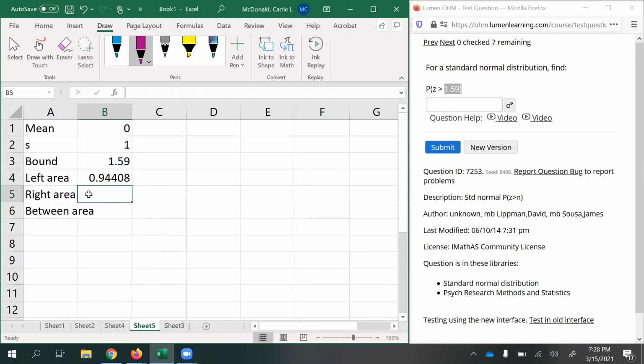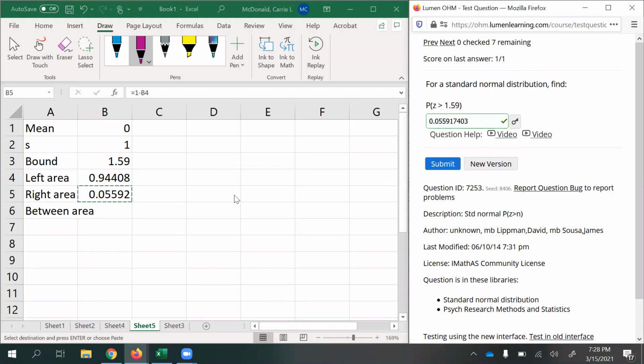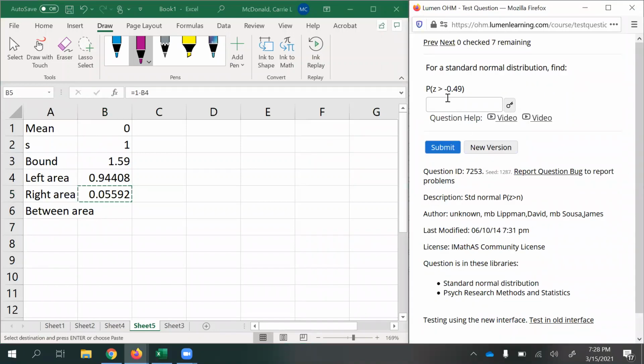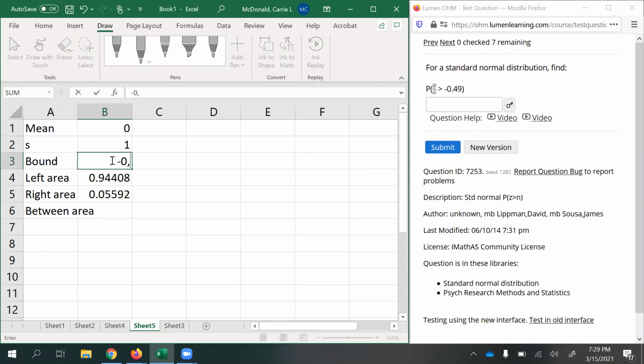All right, now the right area is 1 minus the left area. So being that my answer was supposed to be a right area, I'm going to put that one in here. Okay. Now, if I get a different question, so let's say I do a new version of this, and now it wants z greater than negative 0.49, it's still a z-score, so the mean is still 0 and the standard deviation is still 1. But the boundary has changed to negative 0.49. And so just by retyping that, I have my new correct answer here.